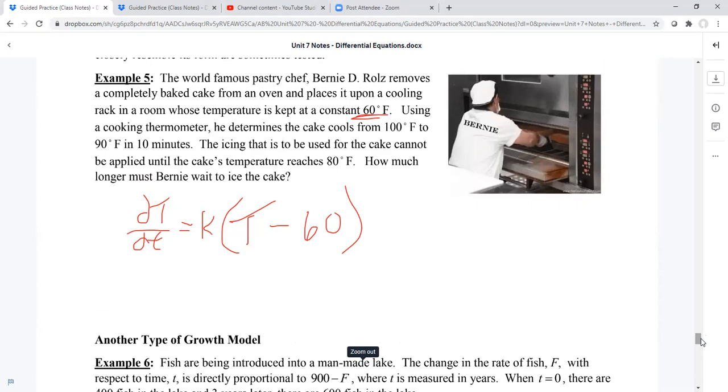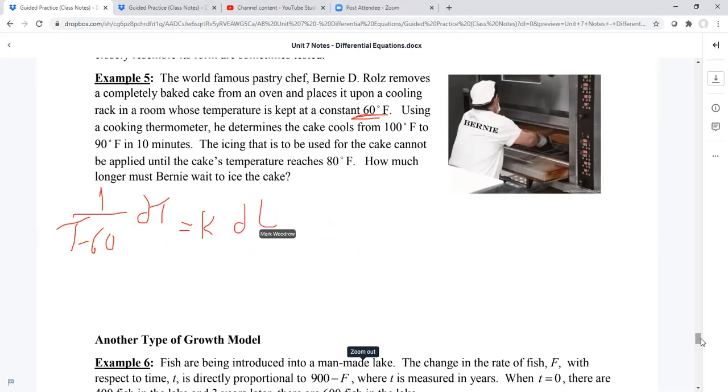Okay, so we're going to separate this. So the capital T is going to go to the left side with the dt. So I'm going to divide over here by capital T minus 60. And then I'm going to multiply the dt over to the other side with the k. So that's going to give me dt, and then I'm going to integrate each side.